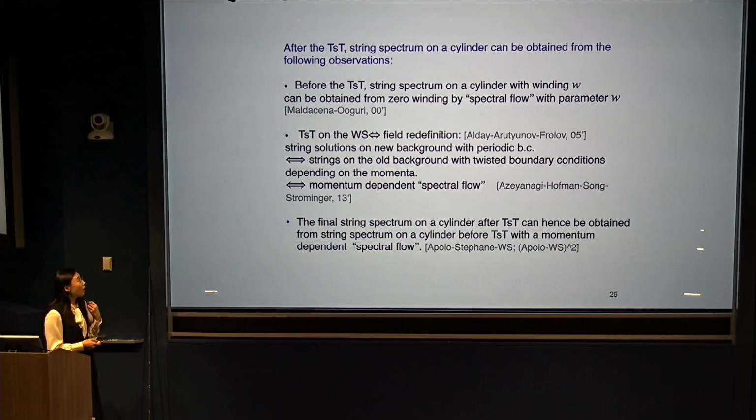So this TsT can similarly be treated as a spectral flow as well. But this time, in this twisted boundary condition, the twist parameter depends on the momentum. So you get a momentum-dependent spectral flow. But nevertheless, if we look at the classical string solutions, you can find all the solutions of the TsT transformed string theory and find the relation between the spectrum before and after the deformation.